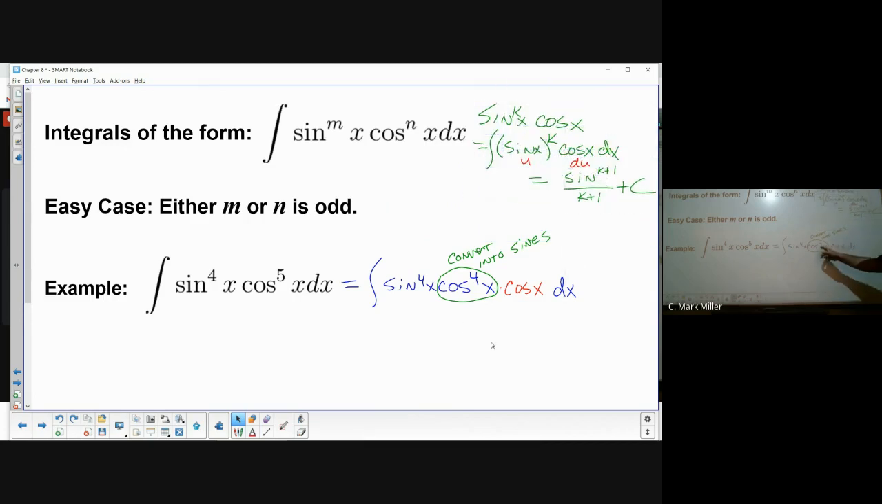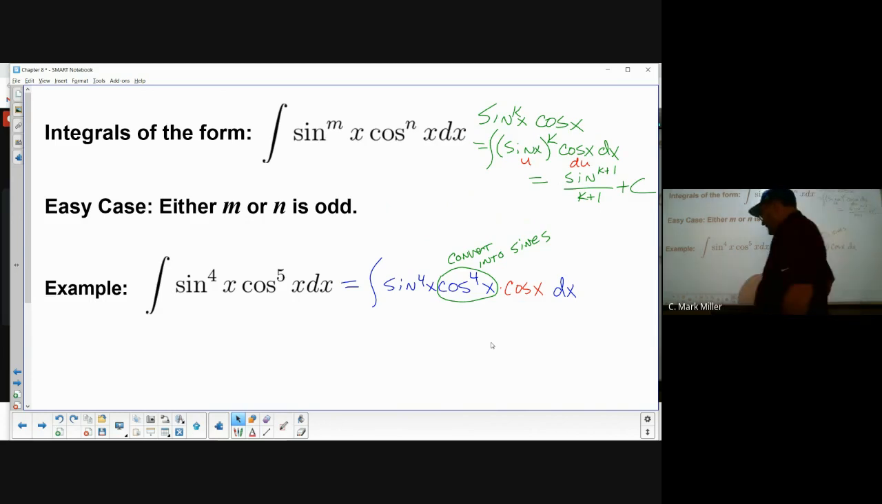So we're going to convert this cosine to the fourth. We're going to get rid of all the cosines, convert them all into sines, and I'm going to have a bunch of sines to all these powers, all times cosine, which is their derivative. So all of these are going to be sines times a cosine of this form up here.